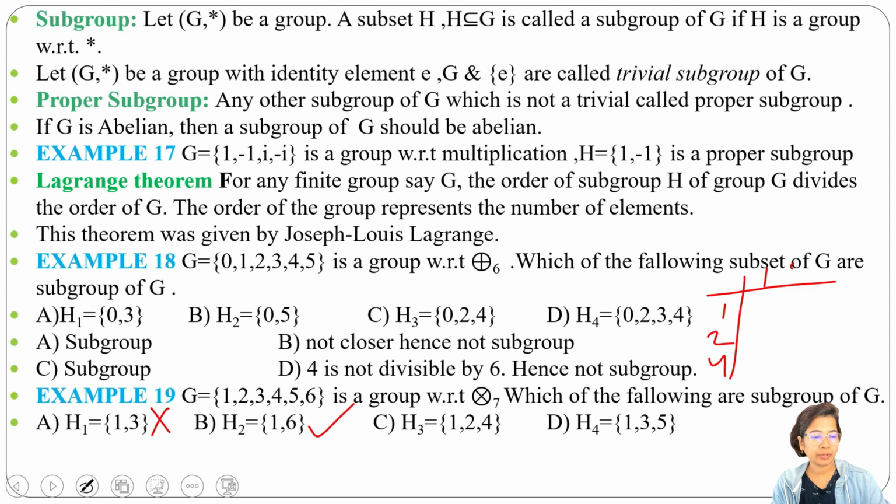1, 2, 4. Here also 1, 2, 4. Now multiplication: 1 into 1, 1. 1 into 2, 2. 1 into 4, 4. 2 into 1, 2. 2 into 2, 4. 2 into 4, 8. 8 divided by 7.